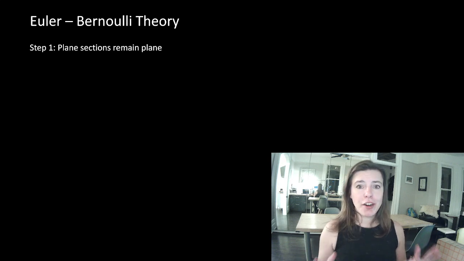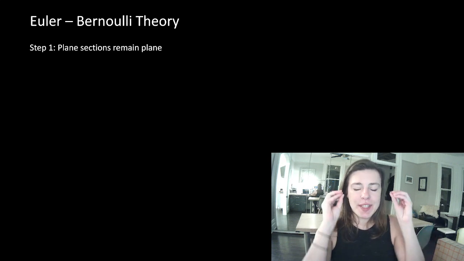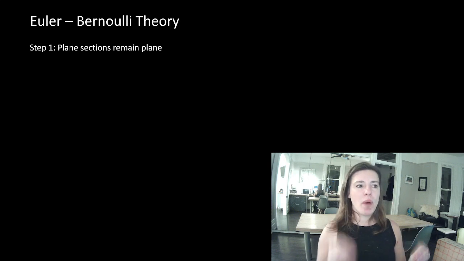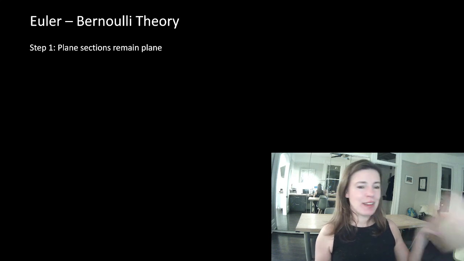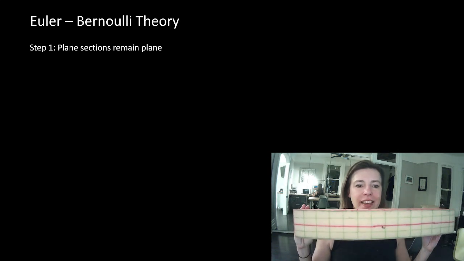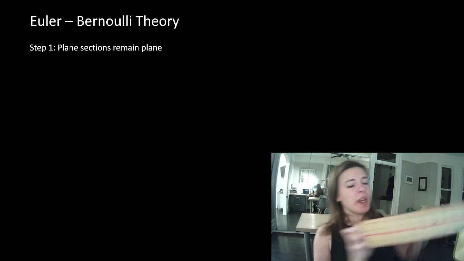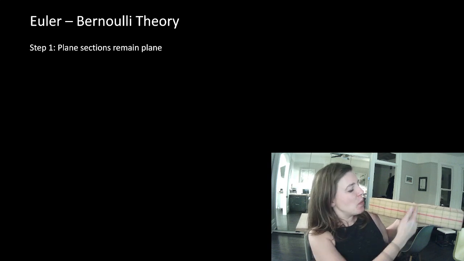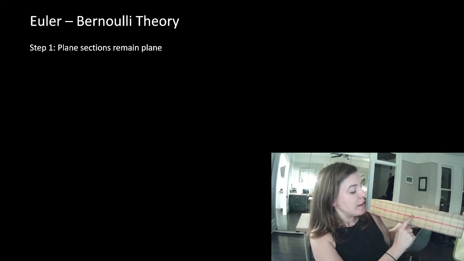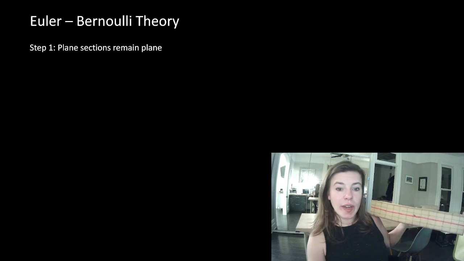Okay, here is step one in the Euler-Bernoulli beam theory. Plane sections remain plane. Okay, what the heck does that mean? Here is our wonderful object. I've drawn a nice grid here. The fisheye lens makes this very annoying. These are straight lines. This is a 90 degree angle.